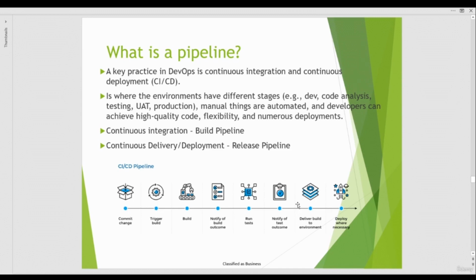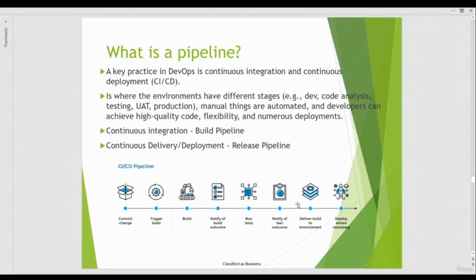Pipeline is where the environment has different stages. You have development, coding stage, build, unit testing, static code analysis, user acceptance test, field test, production. There are many stages available. So all these stages are put together in a pipeline, and most of the manual things are automated, so that developers can achieve high code quality, flexibility, and make numerous deployments.